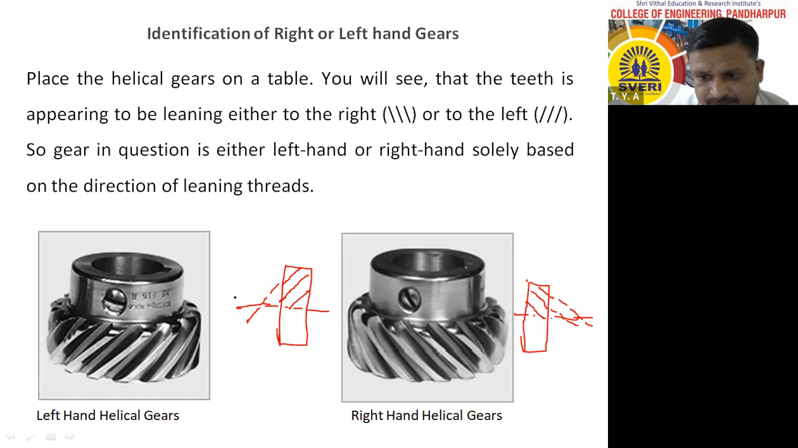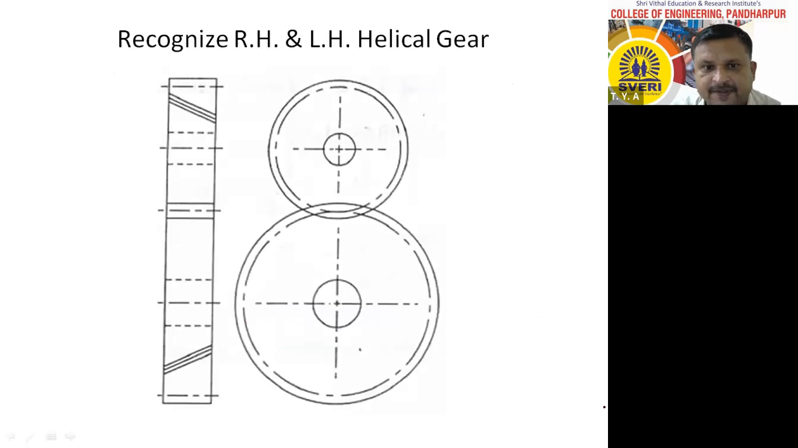And always remember, when two helical gears are in contact with each other, right hand helical gear is in contact with left hand helical gear. Now see here, same case. This is the right hand pinion, and this is the left hand gear. Right hand helical pinion is in contact with left hand helical gear.